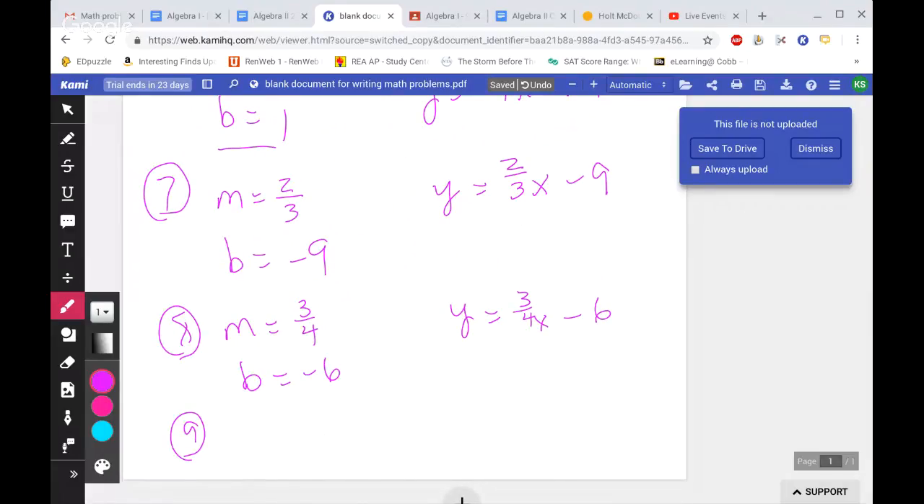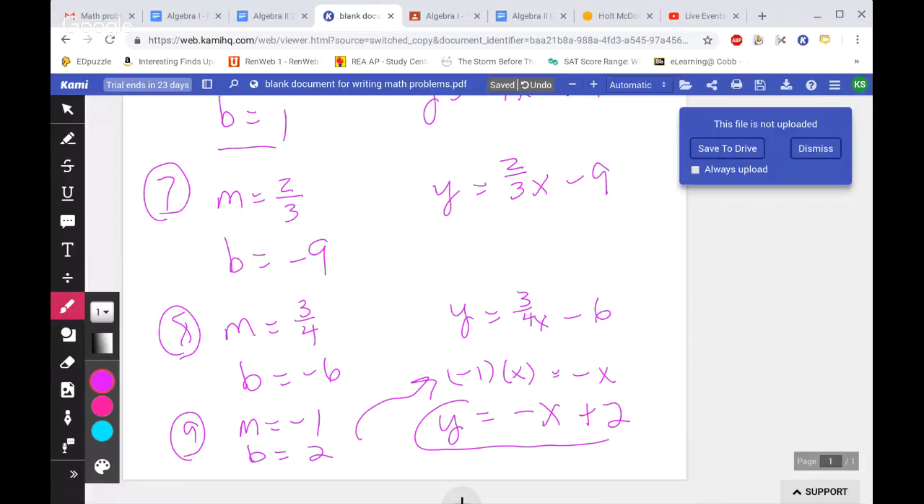Nine is a multiple choice, but it says which equation represents the line with the slope of -1 and a y-intercept of 2. Because you can have the understood 1 there, it would be -x, because when you multiply -1 times x, you get a -x. So that's the equation that we're looking for in our multiple choices, and that would be letter A.